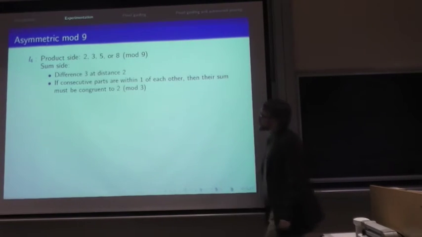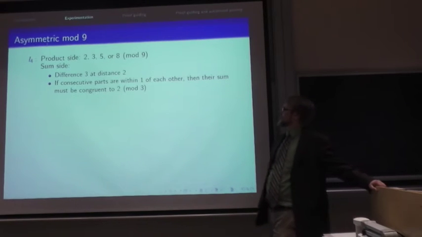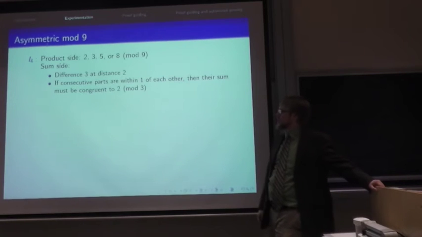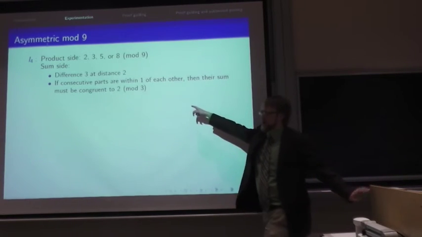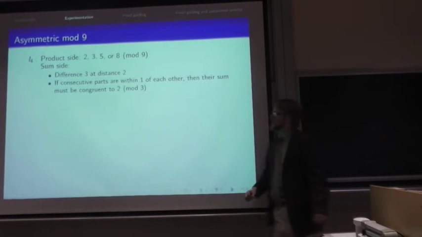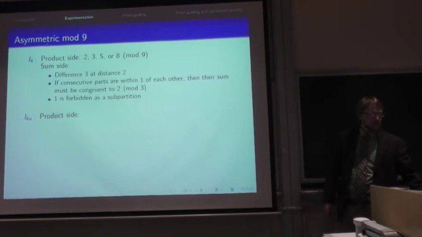So this might be, I don't know if I should say this because I didn't rigorously check this, but I don't know off the top of my head of any other partition identities that have something that looks like that, where it's not a 0 in there. And then 1 is forbidden as a subpartition.